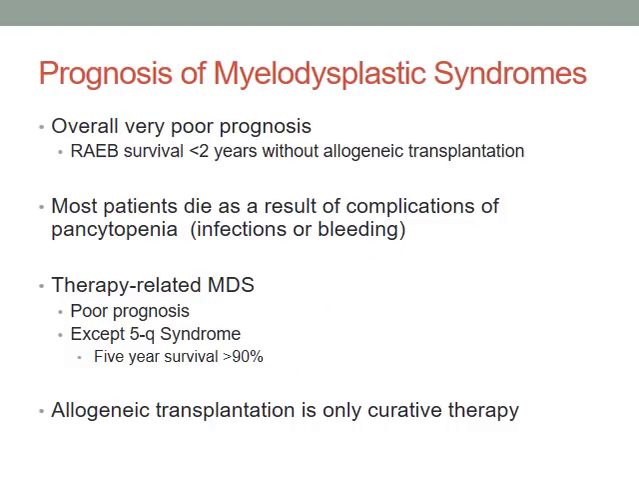Overall, the prognosis for myelodysplastic syndrome is very poor, especially for patients who have refractory anemia with excess blasts. The typical survival for these patients is less than 2 years without a stem cell transplant. Often the patients who have myelodysplastic syndrome will succumb to other issues such as infection or bleeding. The only potentially curative treatment for myelodysplastic syndrome is an allogeneic stem cell transplant. However, most patients are not going to qualify for this due to their age. Remember, again, this is a disease of the elderly.